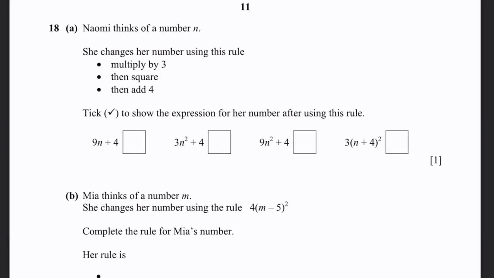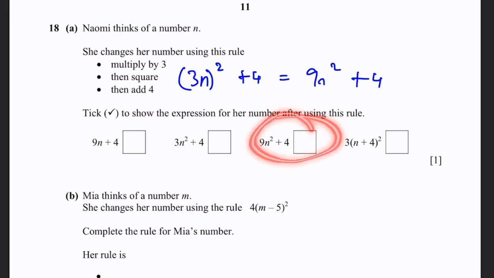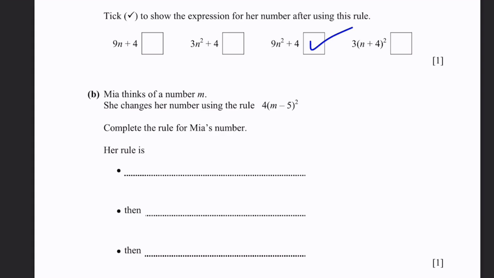She changes the number using the rule multiply by 3, then square, then add 4. Tick to show the expression for a number after using the rule. So let's take number n, multiply by 3, square the full thing, add 4. There's no option like this, but we can actually do the square: 9n squared plus 4, and indeed there is an option over here for that. That's the answer.